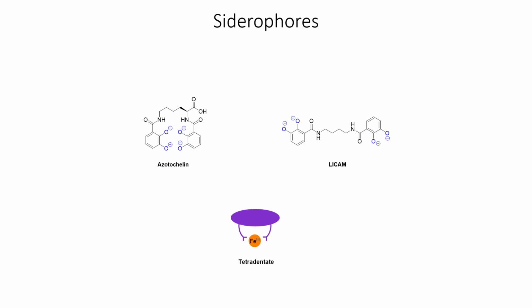One evolutionary result of this is the production and secretion of siderophores by certain types of bacteria. Siderophores are compounds that bind iron 3+ with high affinity, with examples shown here with the coordinating groups in blue. These are examples of tetradentate siderophores, meaning they bind through 4 groups.